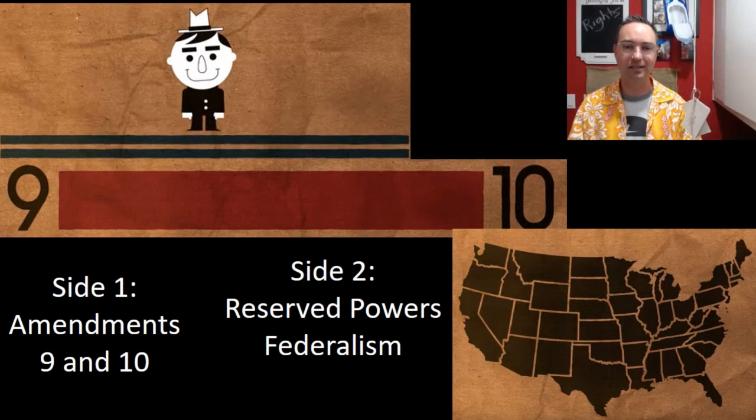Next note card, Side 1, Amendments 9 and 10, and Side 2, Reserve Powers and Federalism. What this is really talking about is that the Bill of Rights isn't covering every single thing that people are going to encounter. There are rights that you have that aren't covered in these, and if certain powers aren't covered in the Constitution, then those go to the states for the states to make their own decisions.